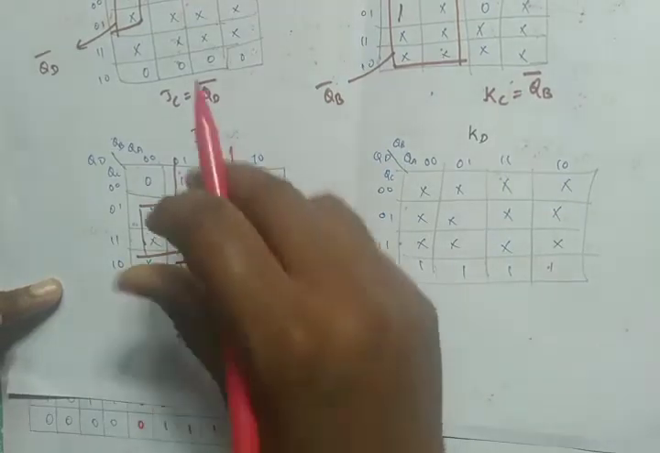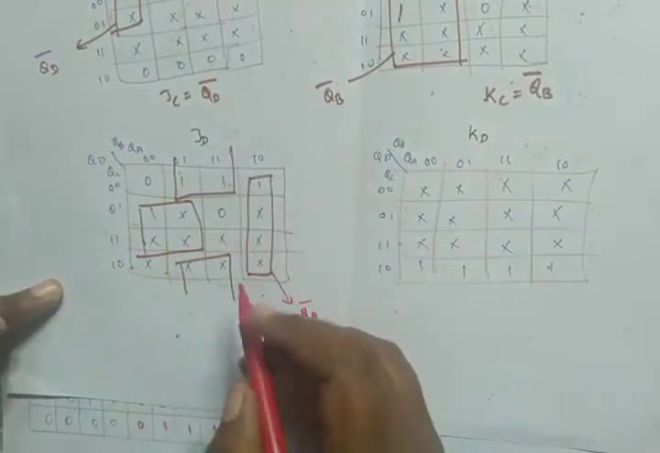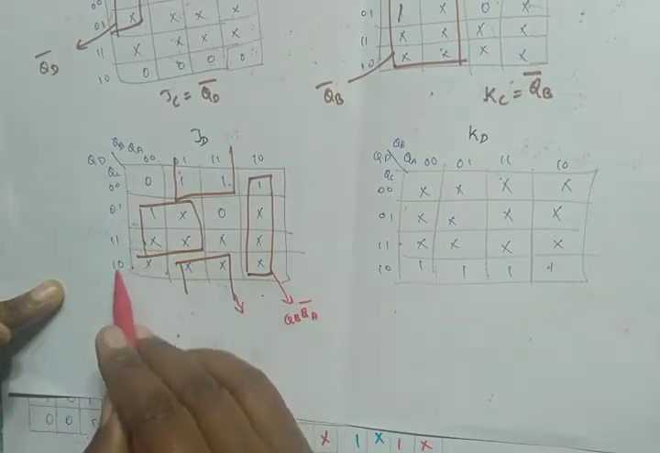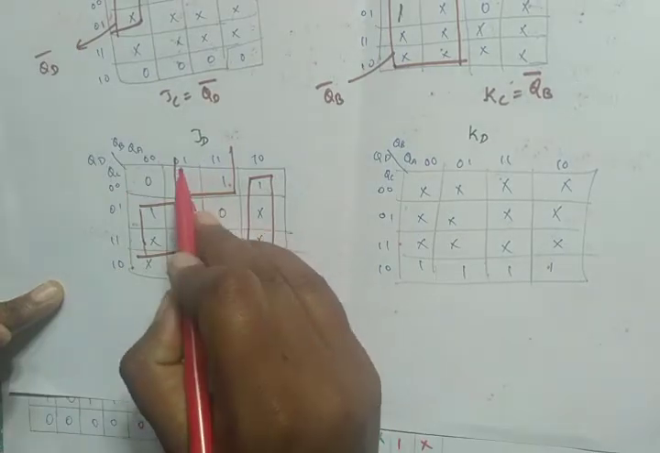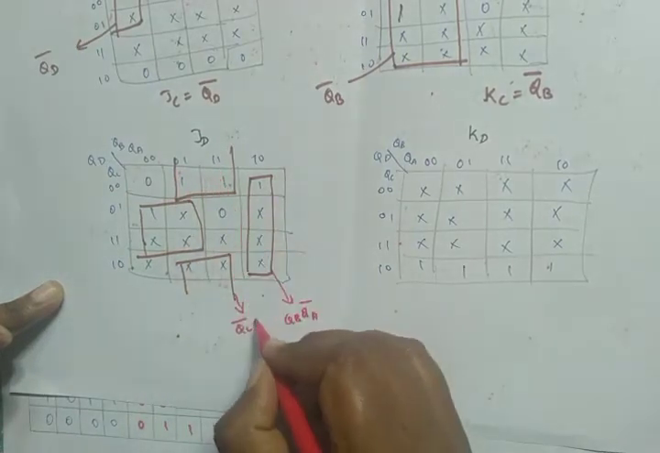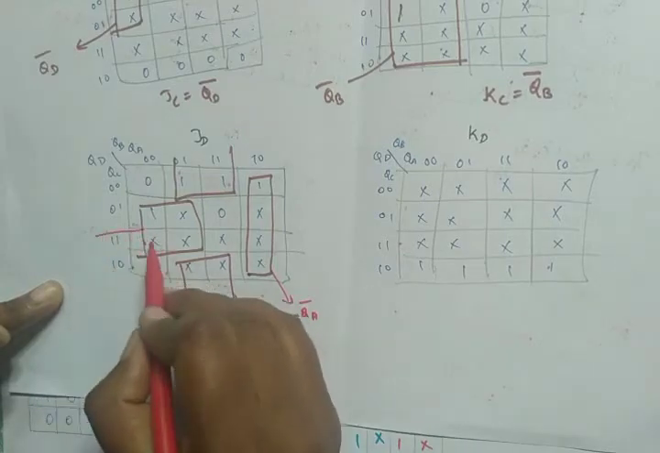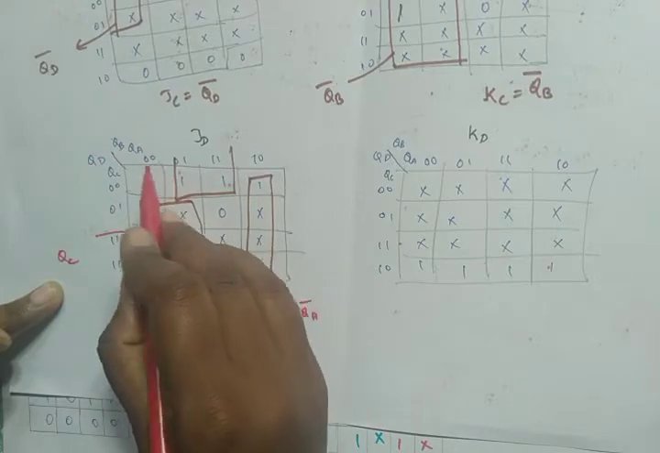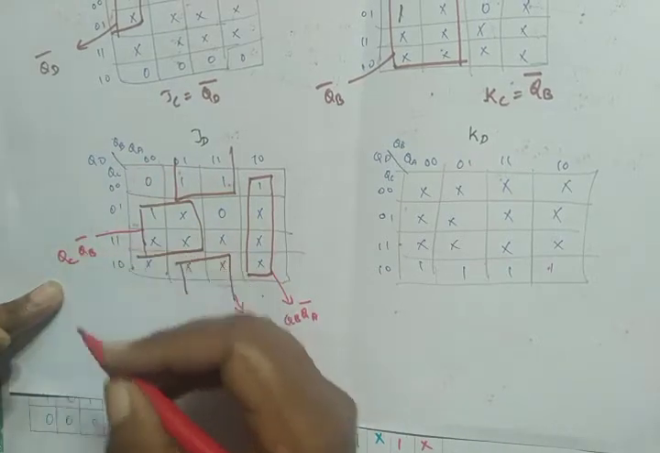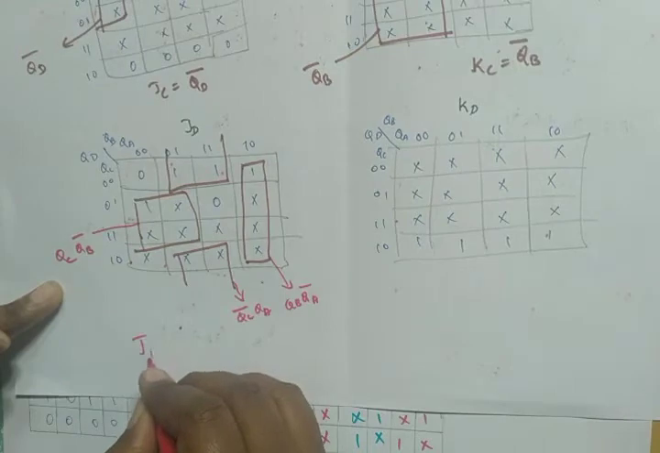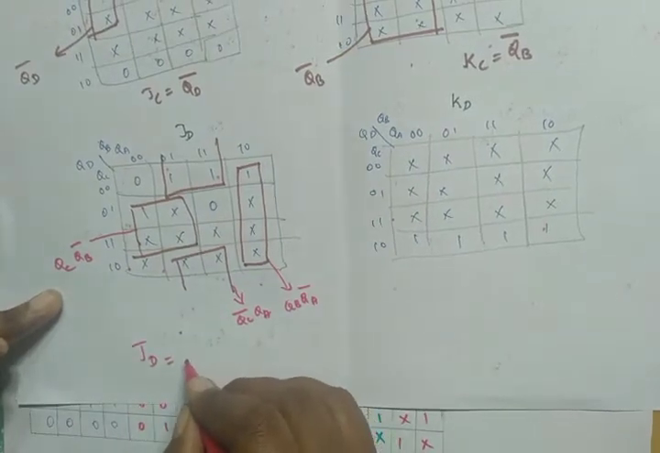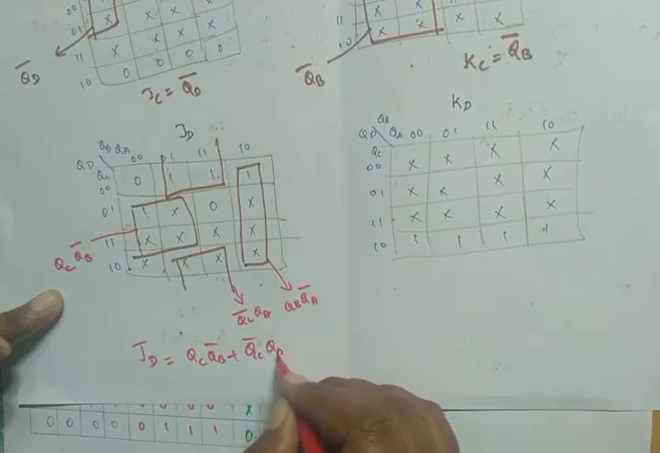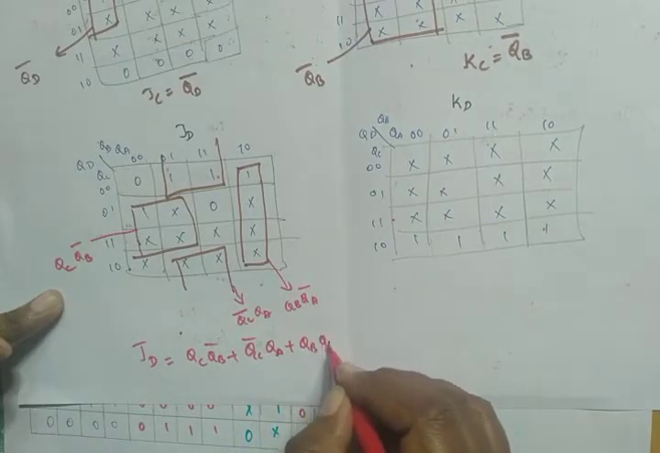And what is the answer for this two? So we have to combine this two and we have to write the answer for this group. So here we have 0 1 cancelled. So here we have QC bar. Likewise here the 0 and 1 cancelled. So here we have QA. Then the last pair here it is 0 1 cancelled. So here we have QC. And check here QB bar. Therefore JD is equal to QC QB bar plus QC bar QA plus QB QA bar.